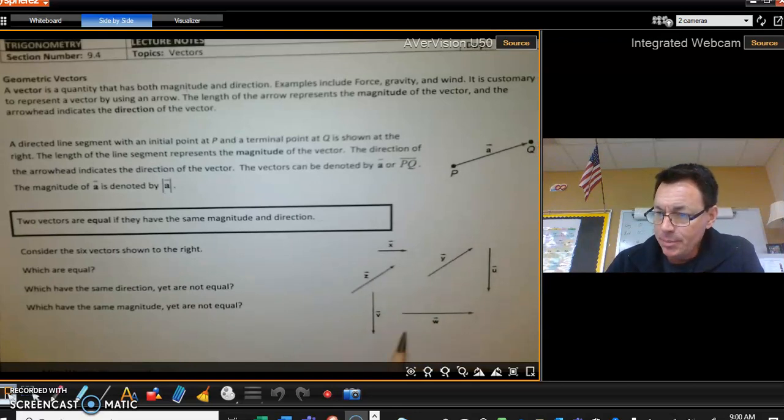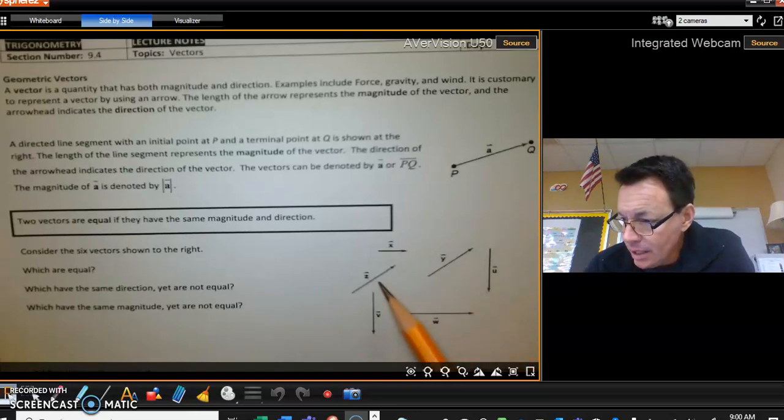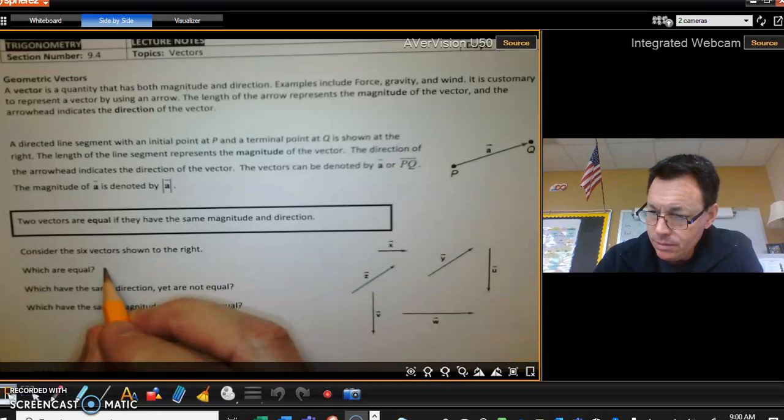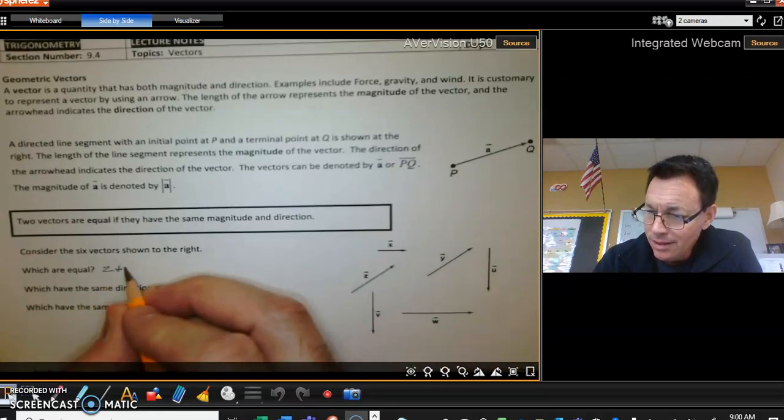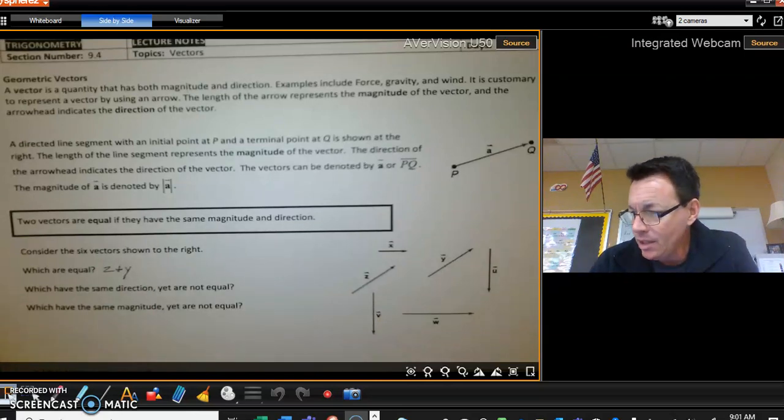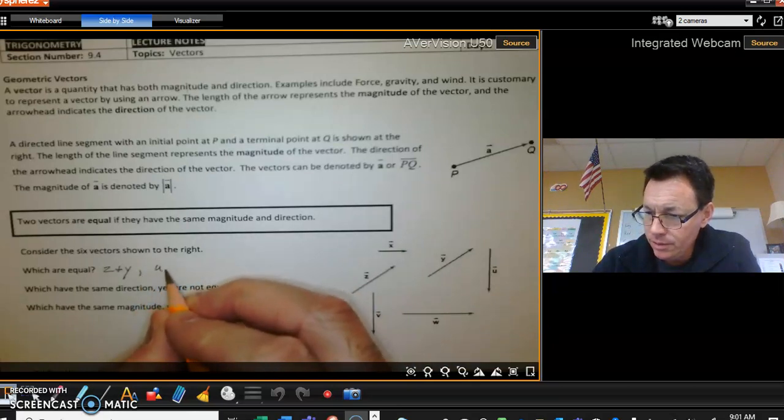So look at these examples over here. Consider the 6 vectors. Which of those vectors would be equal to each other? Looking at it, I would say Z and W. Oh, sorry, Z and Y. Z and Y would be equal. Maybe U and V look like they're probably equal to each other.